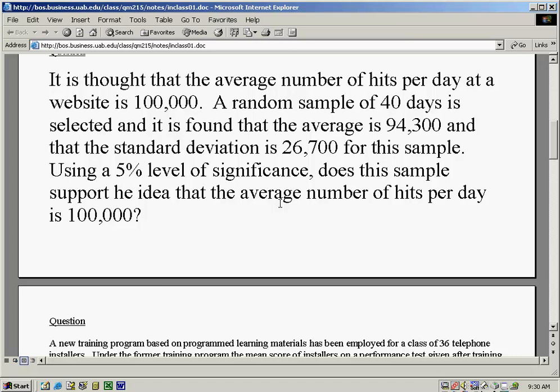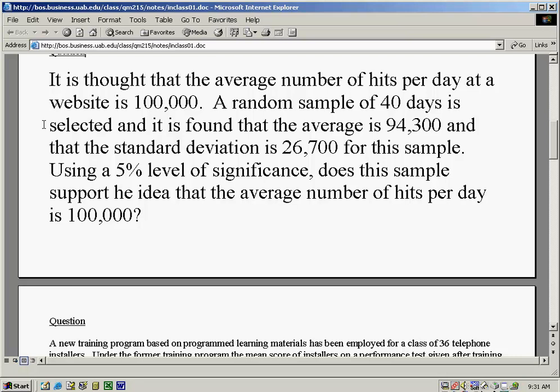It is thought that the average number of hits per day at a website is 100,000. A random sample of 40 days is selected, and it is found that the average is 94,300 and the standard deviation is 26,700 for this sample. Using a 5% level of significance, does this sample data support the idea that the average number of hits per day is 100,000?